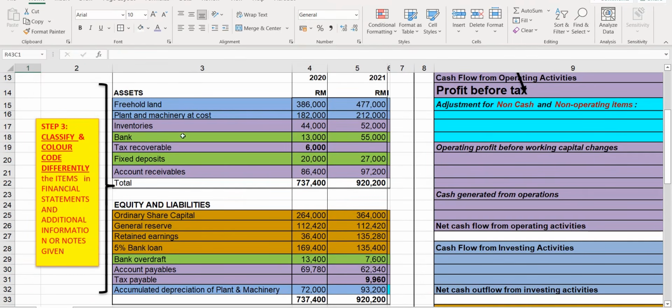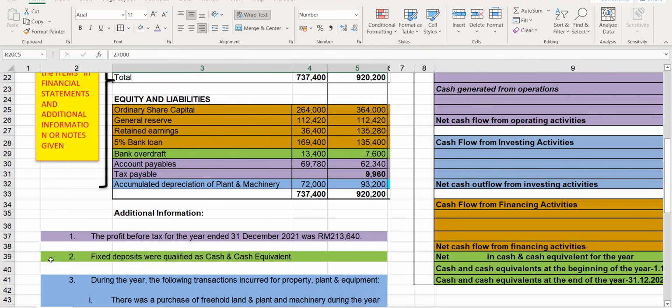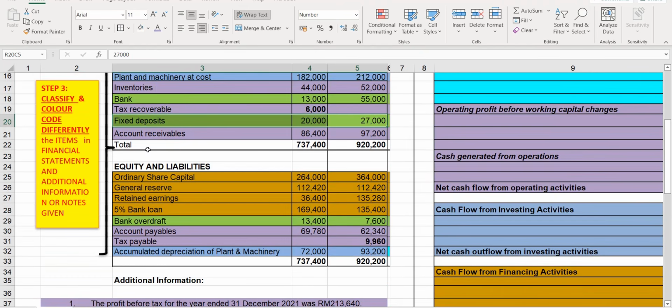So I've already colored the cash and cash equivalent, starting with the bank balance, the fixed deposit. So the fixed deposit here, you are informed, information number 2, fixed deposit qualified as cash and cash equivalent. If it is not stated, fixed deposit is not cash and cash equivalent. So here it is clearly stated, it is cash and cash equivalent.